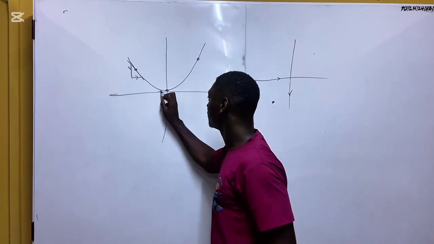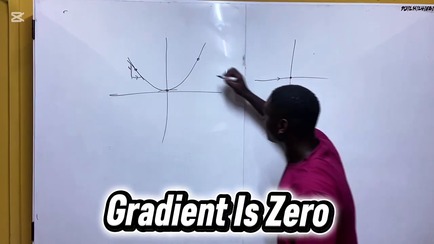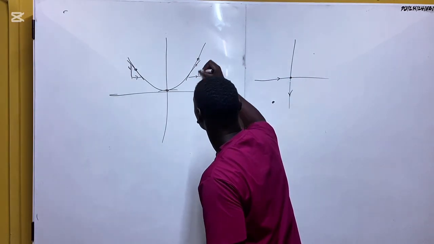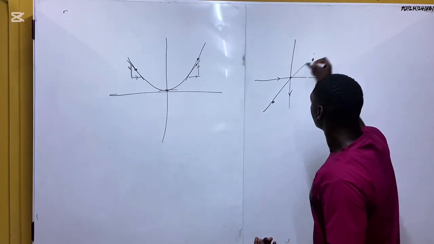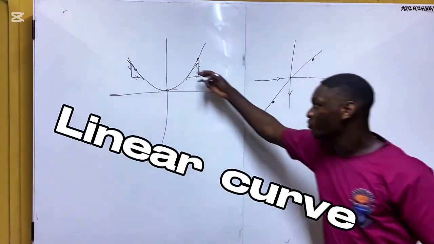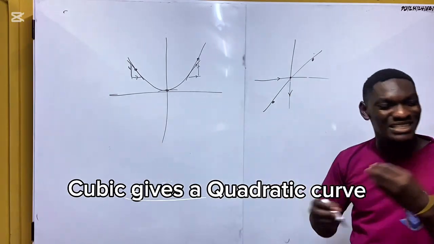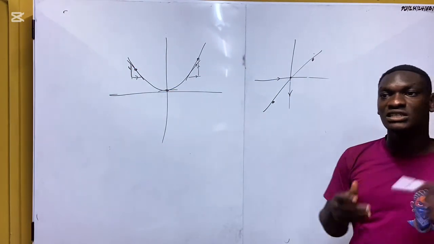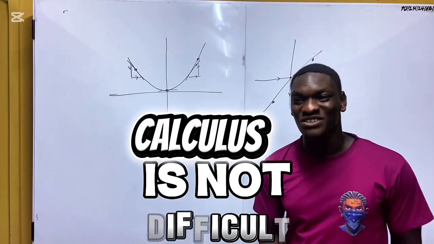If I was to take a gradient here, I realize that x and y are both 0. So it will be 0, and if I were to take it here, you realize that y is going up and x is also upward. So it will be somewhere here. You draw the graph, a linear line function appears. So from quadratic you get a linear function. From cubic you get a quadratic function. But it's more difficult to show that graphically. But yes, you will see it if you differentiate and you plot the graphs. It's very simple, very easy. Calculus isn't difficult. Don't make it.